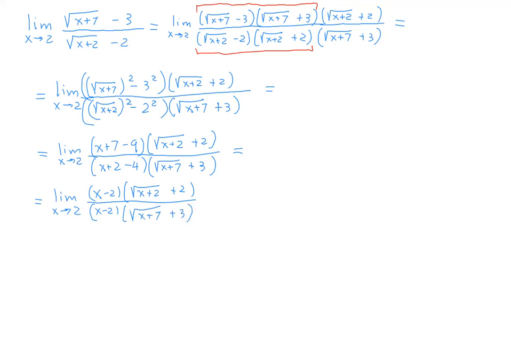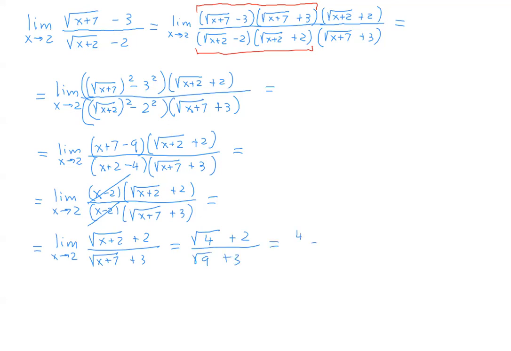Finally, cancellation time. So this cancels with that, and now everything is really good, because everything you can see here is a plus. There will be no more zeros when you plug in. In fact, you can plug in right away. This will give you square root of 4 plus 2, and this will give you square root of 9 plus 3. This is the same thing as 2 plus 2, also known as 4, over 3 plus 3, also known as 6, and you can even simplify it as 2/3 if you like. Okay, and that's the whole process.